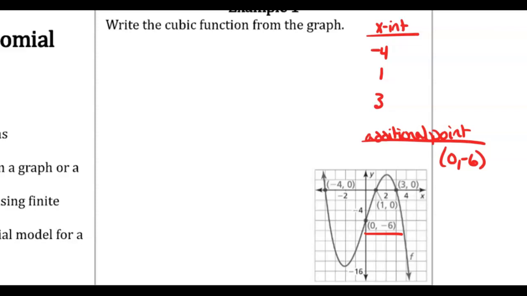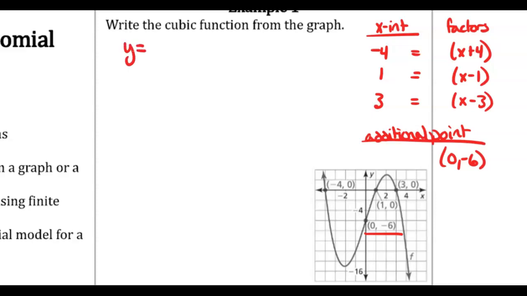Okay, so once you have your x-intercepts, make them into factors. -4 gives you the factor x plus 4, because when you set that equal to 0, you get x equals -4. 1 gives you the factor x minus 1, because when you set that equal to 0, that gives you 1. And 3 gives you the factor x minus 3. Once again, you set that equal to 0, it gives you 3.